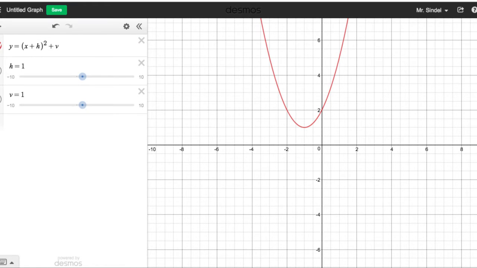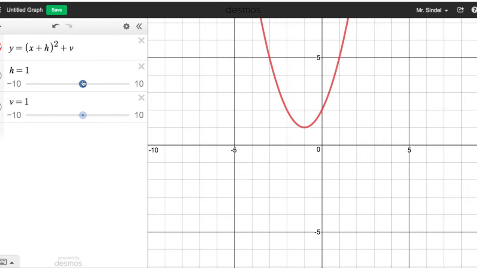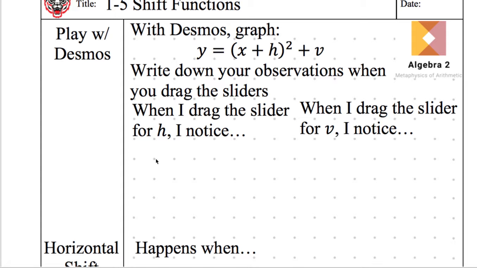Go ahead and, let me change this to projector mode. Drag these left, right, see what happens, and write down your observations in your notes. Bullet points, short bullet points. Please do not write incomplete sentences. It wastes space. Go ahead and do that now.